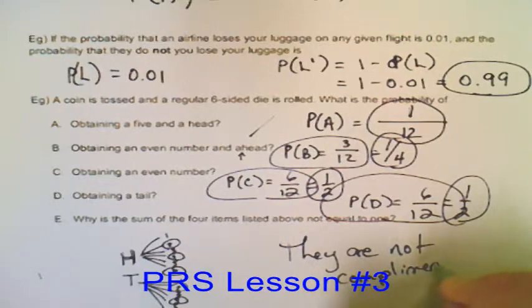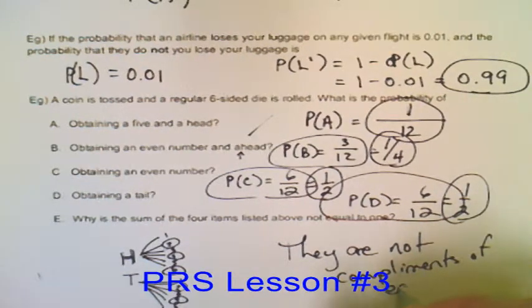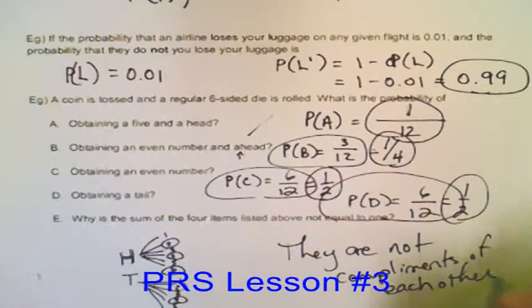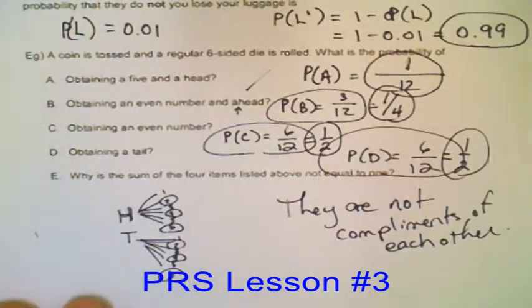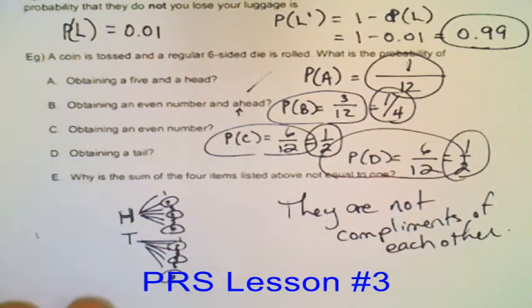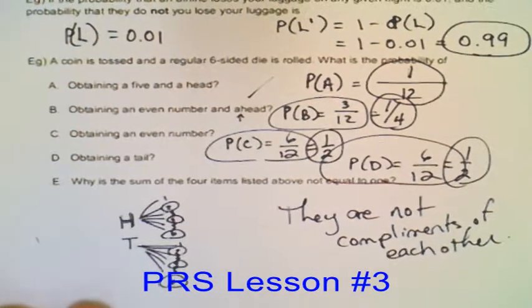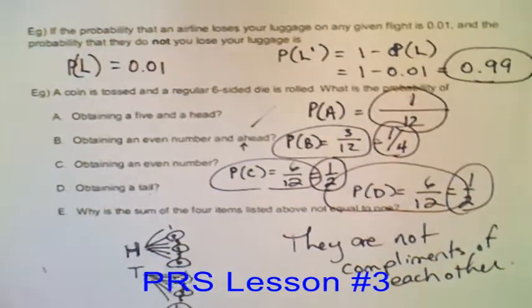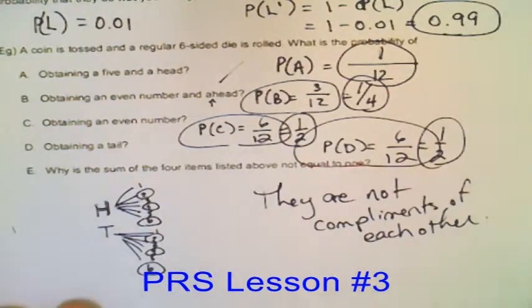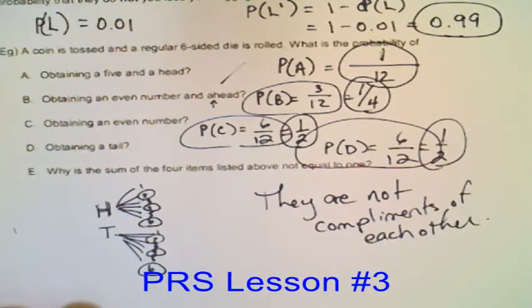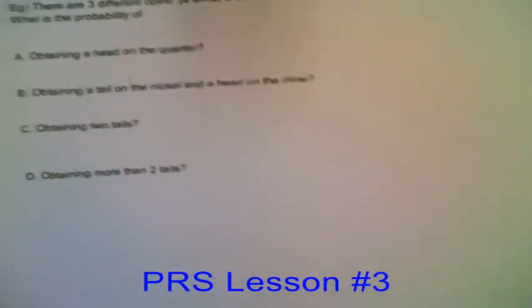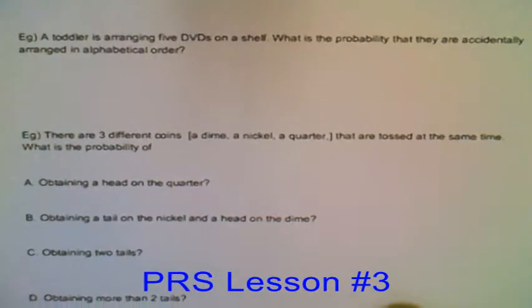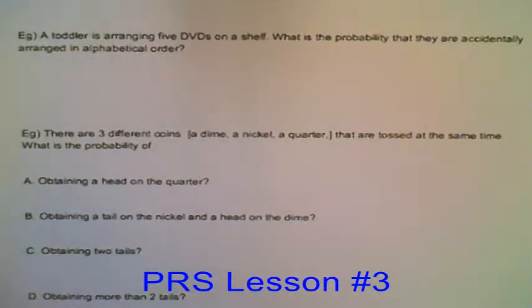Now E, why is the sum of the 4 items listed above not equal to 1? They are not complements of each other. Okay, they're not complements of each other. That's why they don't add up to 1. It's not this or this happening. You've got all the different complements. Okay? So you can add up all probabilities, and somewhere along the line somebody says probability always adds up to 1. It's true, but only when it's complements of each other. If it's not complements, it's not true.